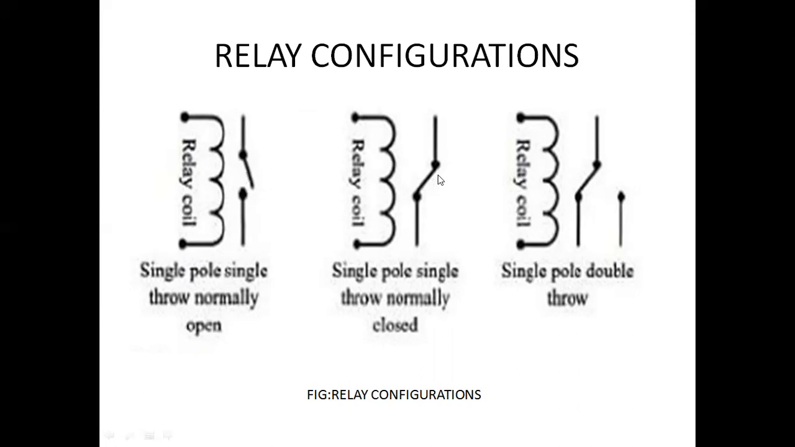In the closed one, normally the circuit will be closed. When does it open? When the relay is energized. For the single pole double throw relay, there are 2 paths for information flow and they are selected by energizing or de-energizing the relay. So this is all about the relay.